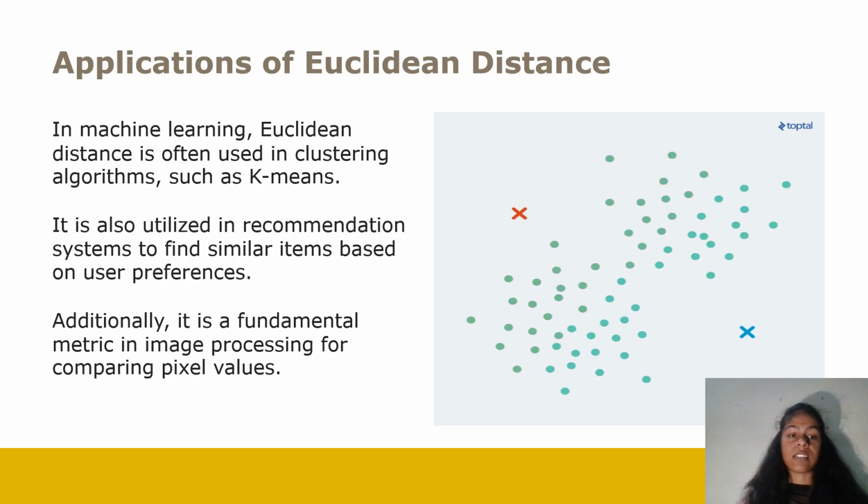Applications of Euclidean distance. In machine learning, Euclidean distance is often used in clustering algorithms such as k-means. It is also utilized in recommendation systems to find similar items based on user preferences. Additionally, it is a fundamental metric in image processing for comparing pixel values. Here we can see the two groups, and we can calculate which point is nearer to which group. Through that, we can declare that the point belongs to that particular group.